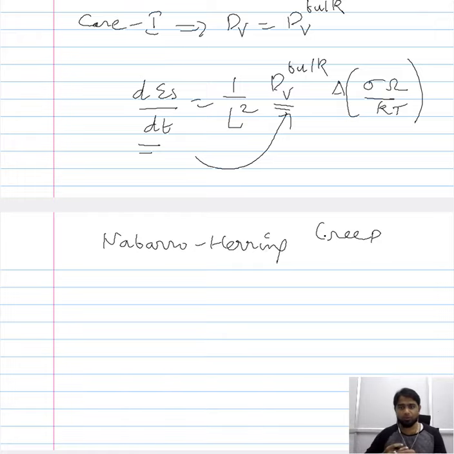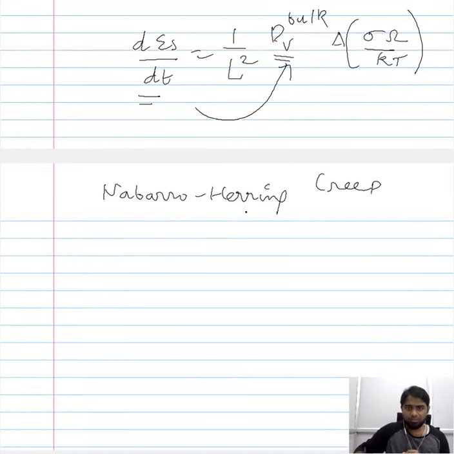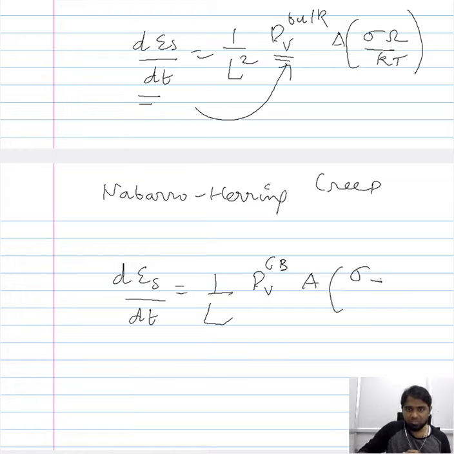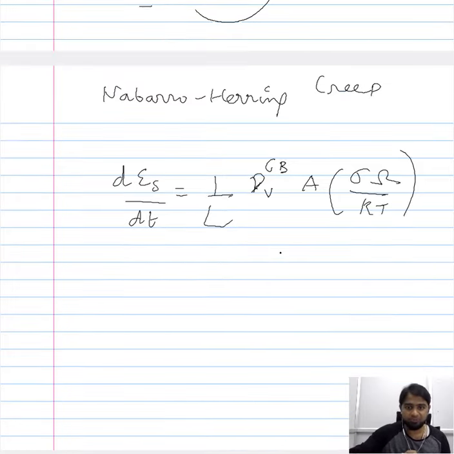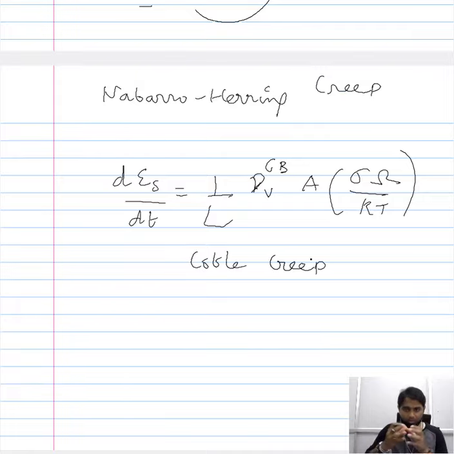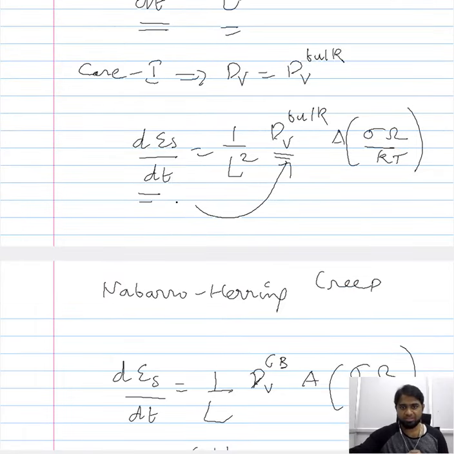Now the other way for the vacancies to diffuse is along the grain boundaries. In that case you would make the expression specific to that diffusion. So you would replace the bulk diffusivity with the grain boundary diffusivity, and all the other parameters would remain the same. When you change the diffusivity from the bulk diffusivity to the grain boundary diffusivity, it is referred to as the Coble creep.